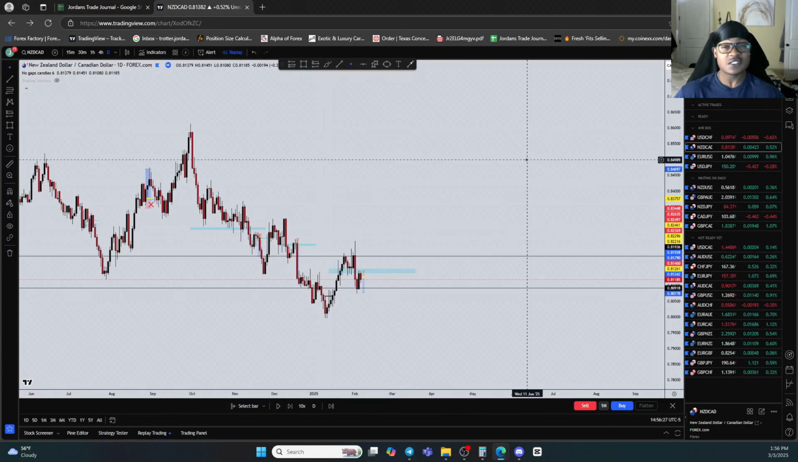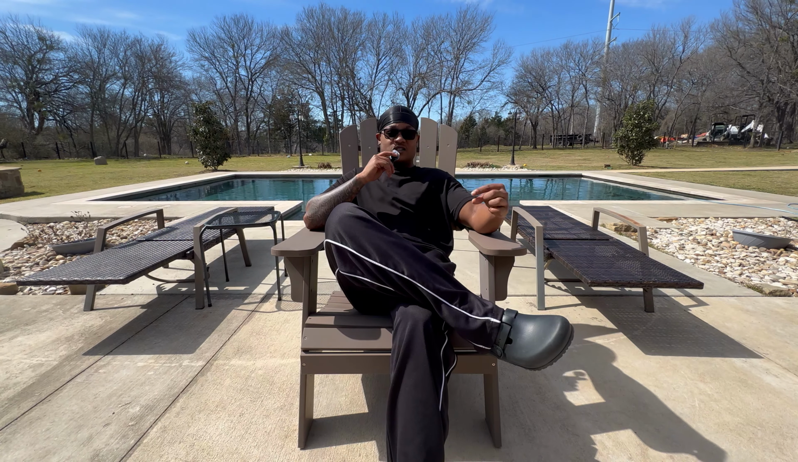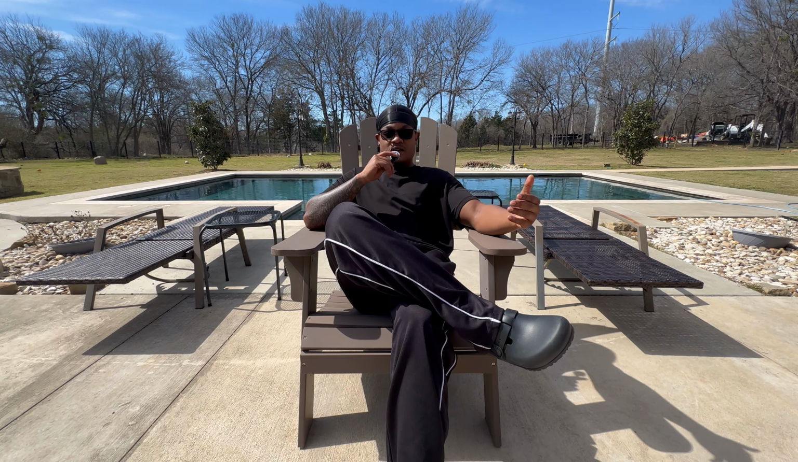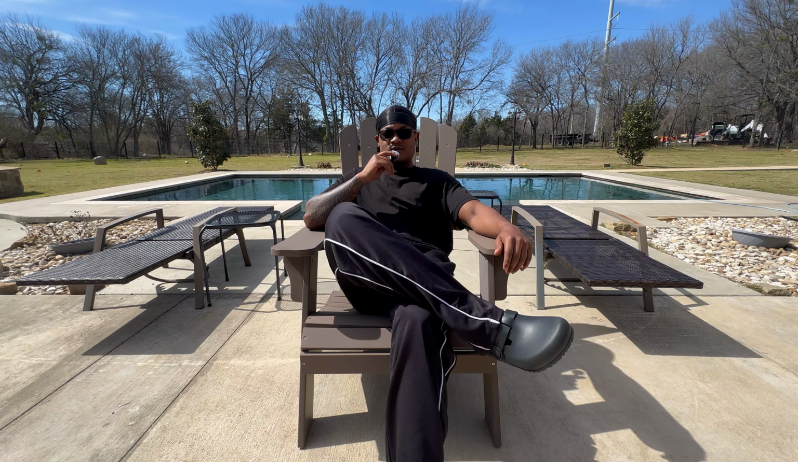So now it's time for step 2, which is area of interest. This allows you to find a zone, find structure, either support or resistance, in order to take a position to sell or take a position to buy. Let's jump back into the charts so you see what I mean.